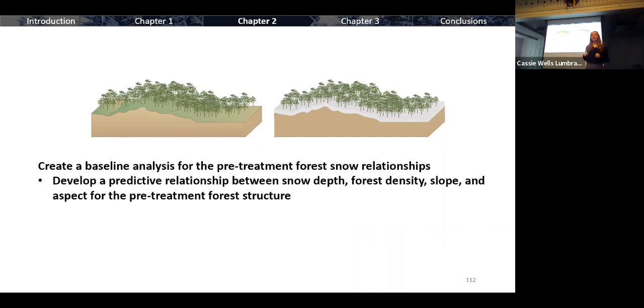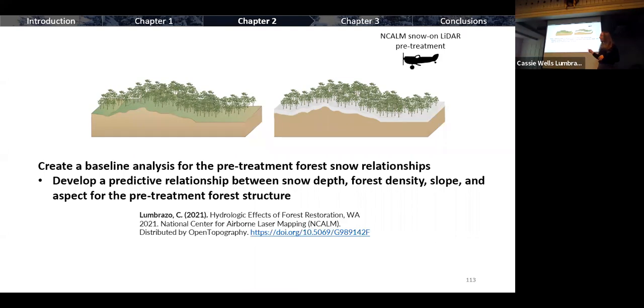We want to create a baseline analysis for how the pre-treatment forest-snow relationships interact. So we want to develop a predictive relationship between snow depth, forest density, slope, and aspect for our pre-treatment forest structure. First we need to understand, before we do anything in the forest, what is the situation? And then we can look at what happens later if we change the forest. So we're starting here. And I was lucky enough to get a proposal funded to get the first-ever snow-on LiDAR data flown over this region. We're going to use this LiDAR data set to tell us more about what's happening in the forest before we do any prescriptions.